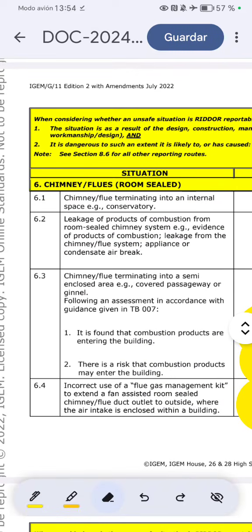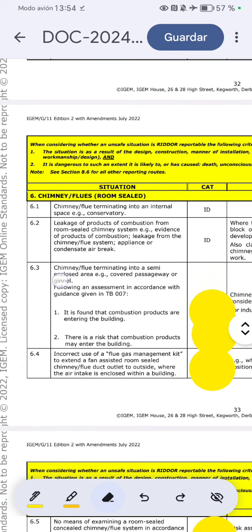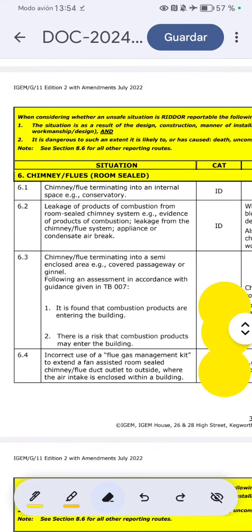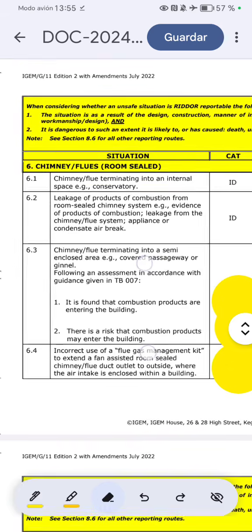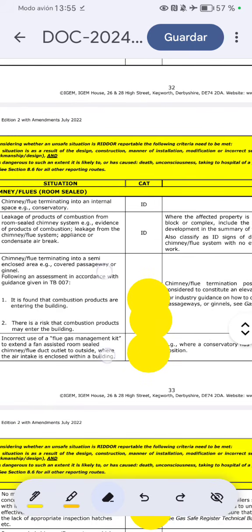6.3, chimney/flue terminating into a semi-enclosed area, e.g. covered passageway or what's that? Ginnel, following an assessment in accordance with guidance given in Technical Bulletin 0007. That must be for James Bond. 1, it is found that combustion products are entering the building. 2, there is a risk that combustion products are entering the building.